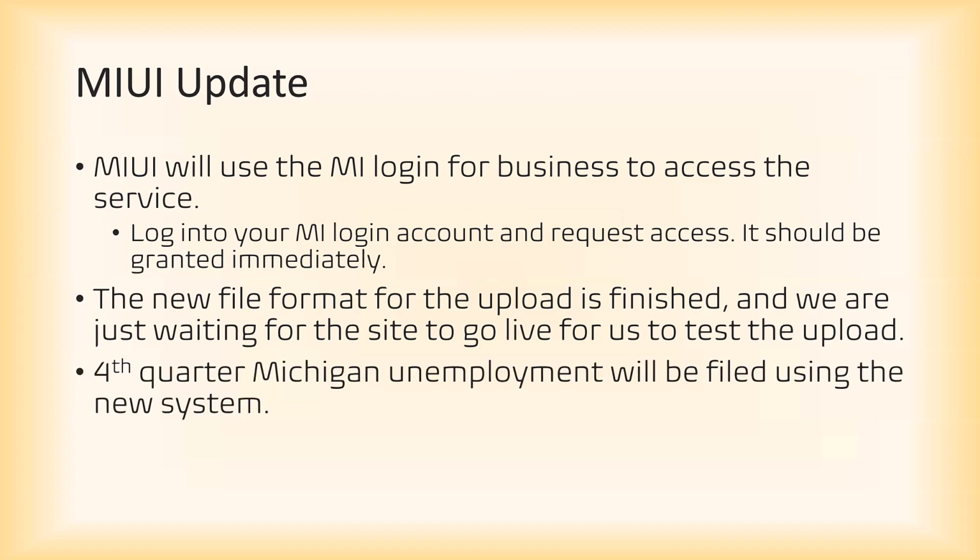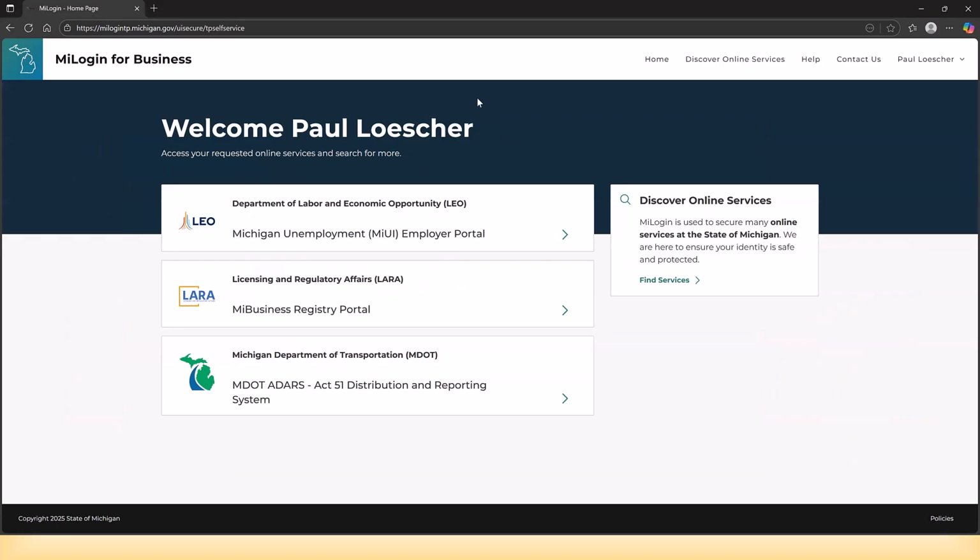When you file your fourth quarter Michigan unemployment, you'll be using the new system. So starting in December, after December 15th, you'll be using the new system for pretty much everything. There's just a few things that won't be changed from the old to the new. Go back one. I want to show the MI Login. So if you've ever used MI Login, this is what the home screen looks like.